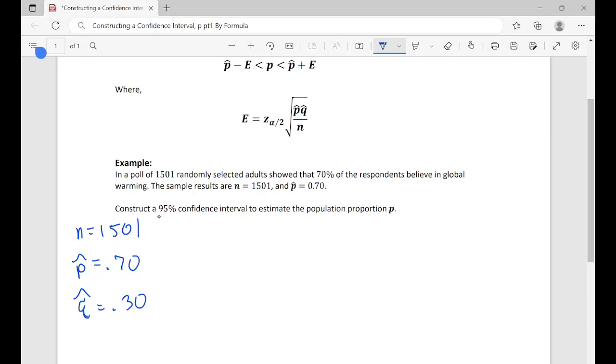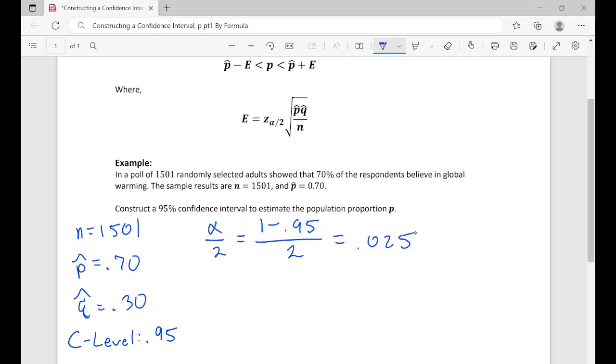Now, once we have all this, we still need to find our critical value. We know that we have a 95% confidence interval, so our C level is 0.95. And we still need to get alpha over 2. So we're going to use the C level to get our alpha over 2. Alpha over 2 is going to be equal to 1 minus 0.95 divided by 2. And when we work that out, we end up getting 0.025.